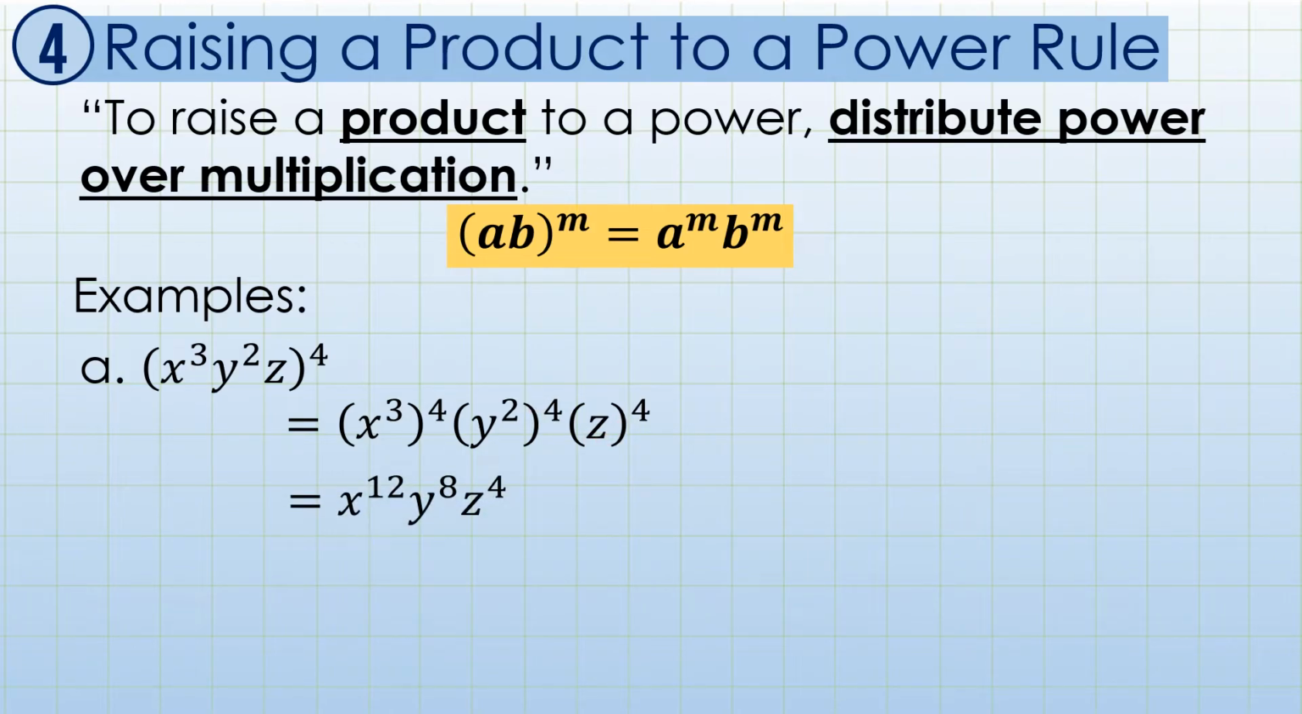Sir, pwede po bang dumiretso na ako dito? 3 times 4, 12. 2 times 4, 8. Z, na 1 ang exponent, times 4, 4. Pwede pong dumiretso na ako dito? Yes, pwede yan. And yan ang final answer.